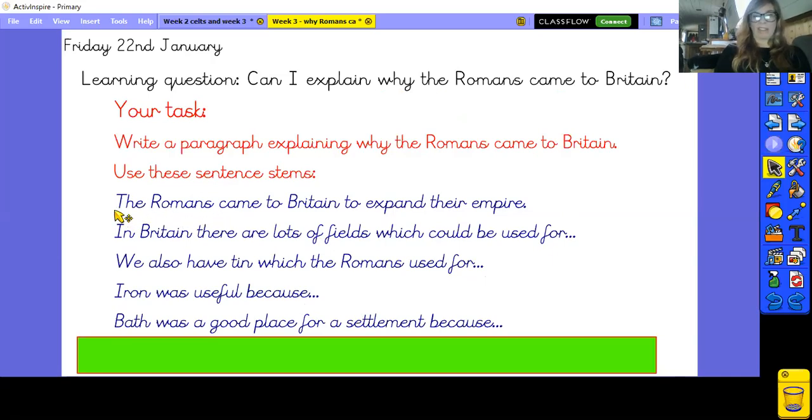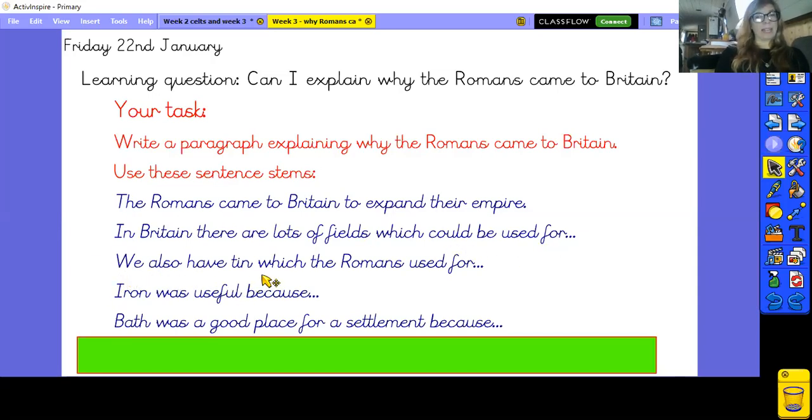So first of all, you're going to have an opening sentence. The Romans came to Britain to expand their empire. So that means to make their empire bigger. Then we've got, in Britain, there are lots of fields which could be used for. So you're going to explain what the fields have been useful for. So obviously for keeping cattle, that's cows, but also for planting crops and growing food that they would have needed as well. So that would be really useful.